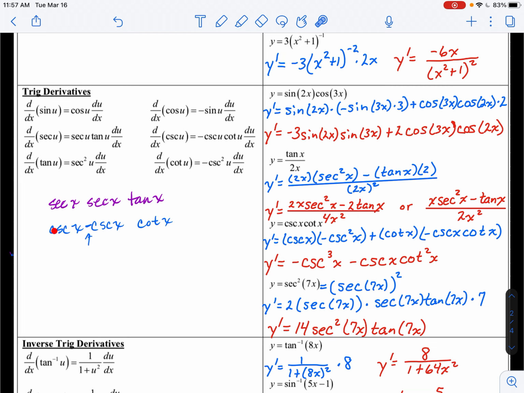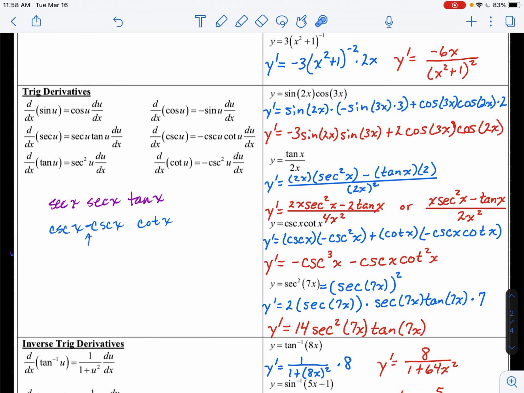Now, for cosecant, it's similar. These are just like your sister functions here. But there is a negative on this middle cosecant. So the derivative of cosecant would be negative cosecant cotangent. The derivative of cotangent is negative cosecant squared. And that's how I remember what these four are.